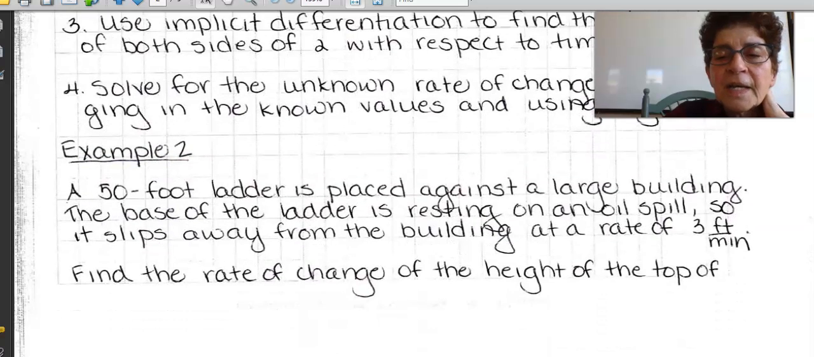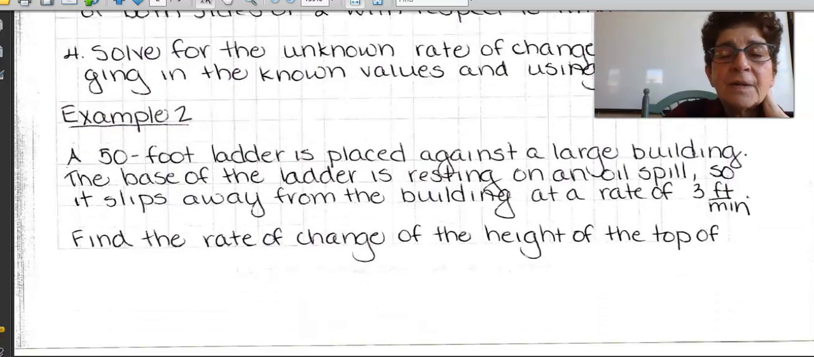Let's take a look at a problem that actually requires us to draw a diagram. Imagine that we have a 50-foot ladder placed against a large building. The base of it is resting on an oil spill, so it's slipping away from the building at a rate of 3 feet per minute. Yikes! That must mean the top of the ladder is sliding down the building.